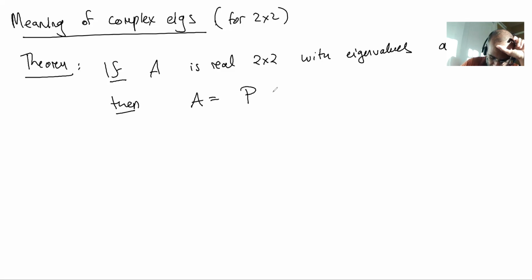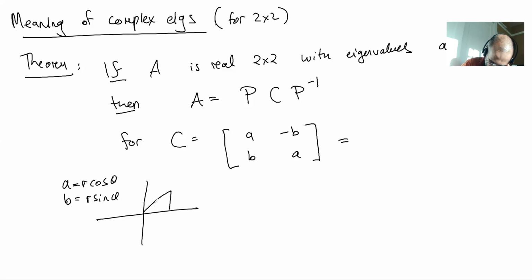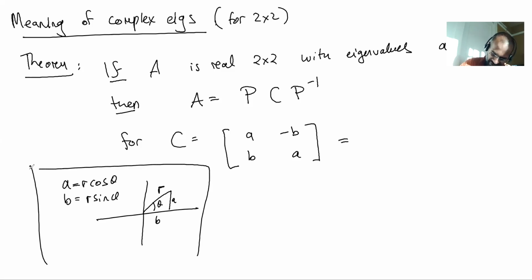A is similar to a matrix C, which is not diagonal, but it's a matrix we can interpret. For C given by this matrix, a, b, minus b, a. So that's a special structured matrix, right? The 4 entries aren't just anything, they have a specific structure. And you can write this as a rotation matrix. So if you write a as r cosine theta and b as r sine theta, you can always do this by drawing a little triangle, right? If you do this change of variables, then this is just this number r times a rotation matrix.